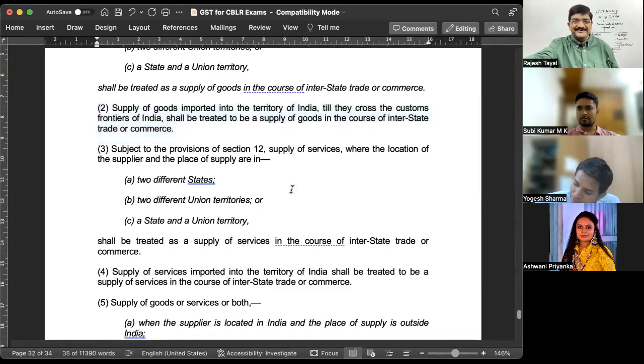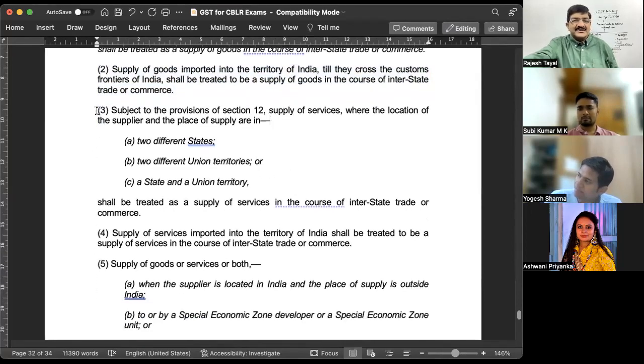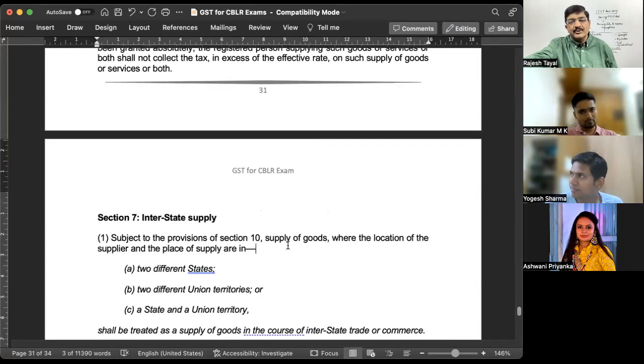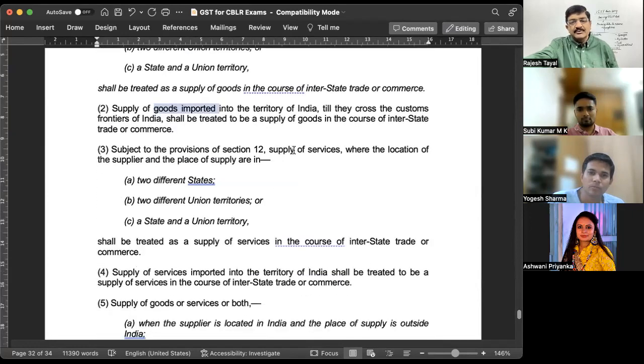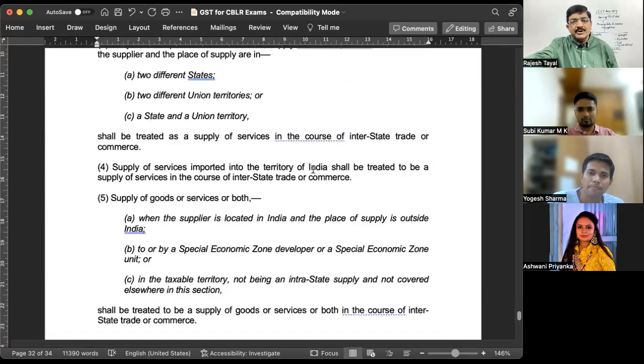That can be avoided. Now, this further is subject to the provision of section 12, supply of services where the location of the supplier and place of supply are in two different states. So what is the difference here? This is only about the supply of services. Subsection 1 and 2 are about the goods. Subsection 3 is about services. Subsection 4 is also about services. That is the only difference. So subsection 1 and 2 are about the goods, and subsection 3 and 4 are regarding the services.